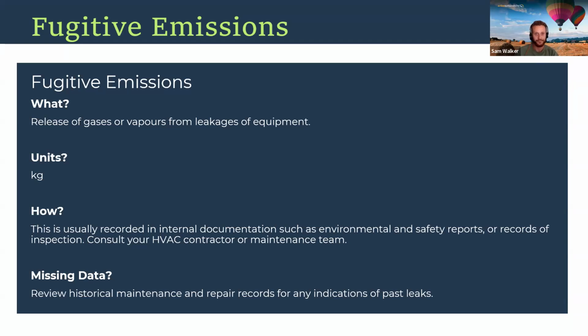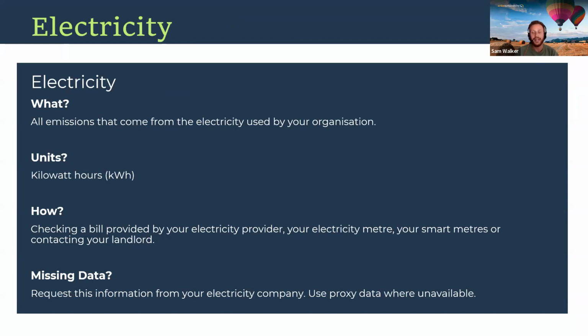With electricity, this is hopefully one of the most straightforward ones when we're trying to collect the data. It covers all the emissions produced from the electricity that you use directly as an organization. We collect it in kilowatt hours. You're generally going to be able to find that information on your electricity bill. Again, it's similar to gas, so it's the electricity bill or electricity meter.